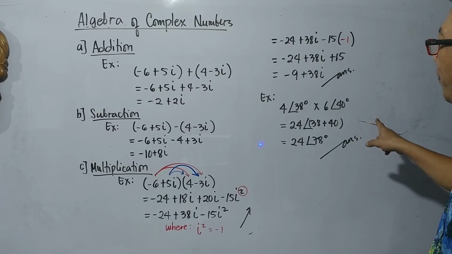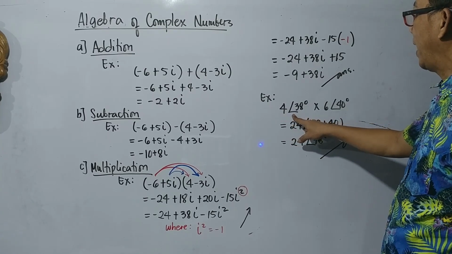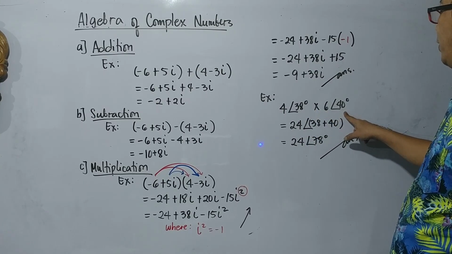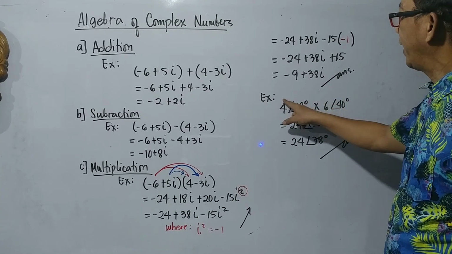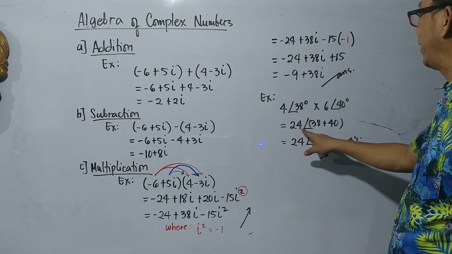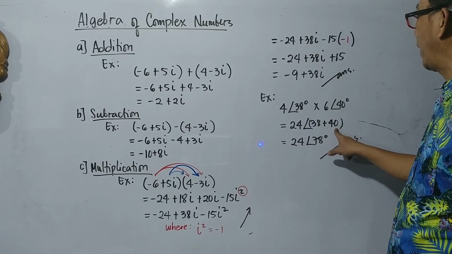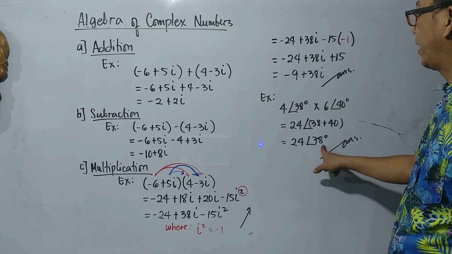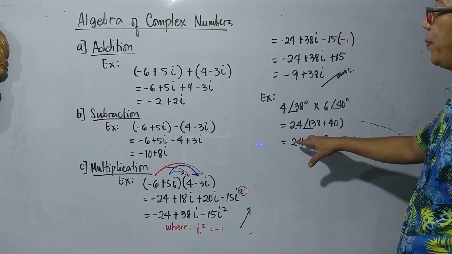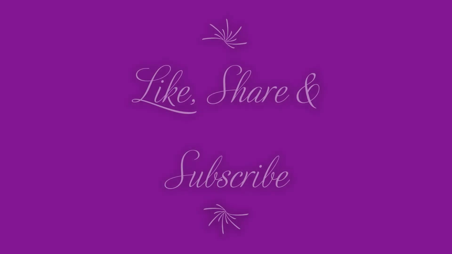Now, if you apply polar form, say you have 4 angle 38 times 6 angle 40, just multiply the r. So, 4 times 6 becomes 24, then add the degrees. So, 38 plus 40 equals 78. So, you have now 24 angle 78, if your problem looks like this in terms of polar form.